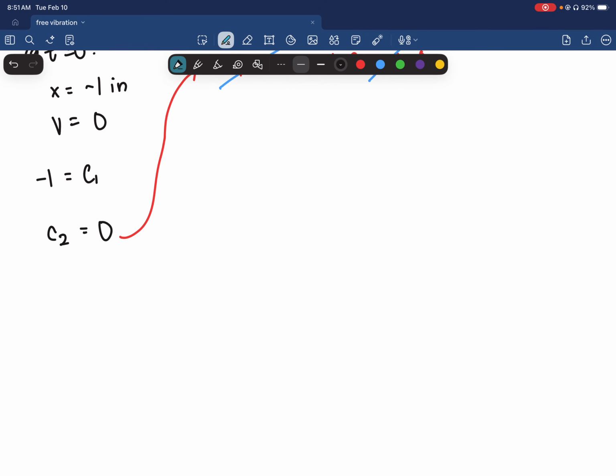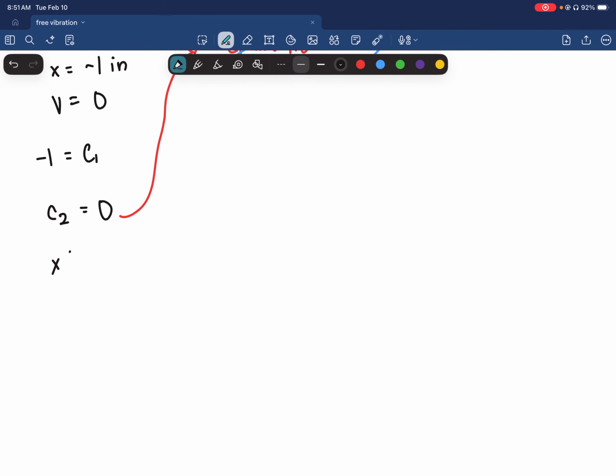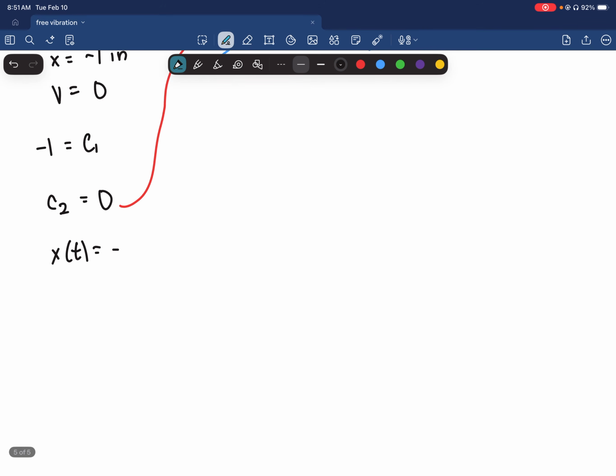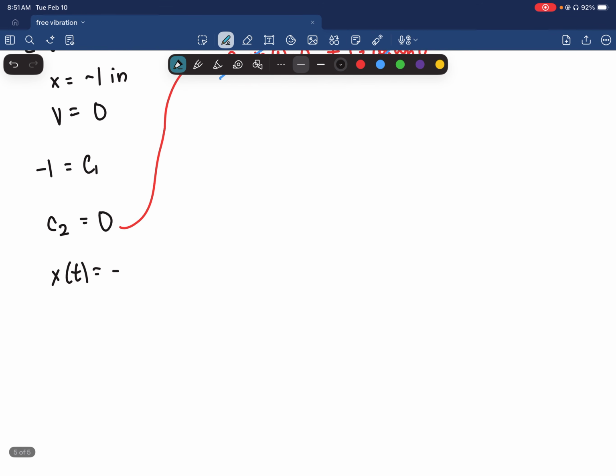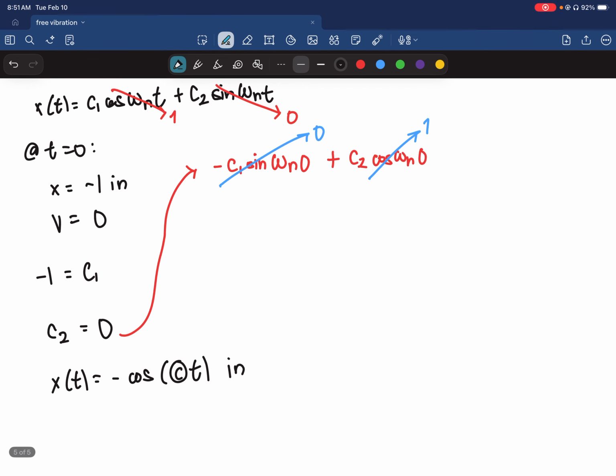Now, we just plug in our values, right? So, x of t, what is it? Negative, right? Since we multiply it by negative 1, so it's negative cosine ct, this is in inches, right? Since this is all that remains here. Then multiply it by negative, and then we plug in our c here.